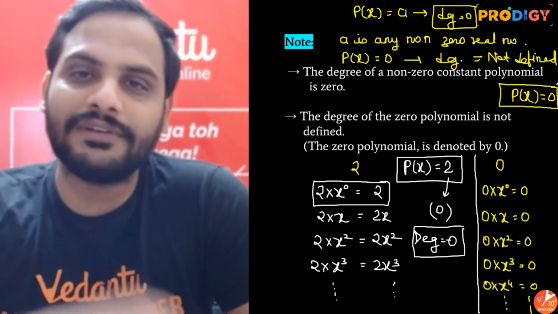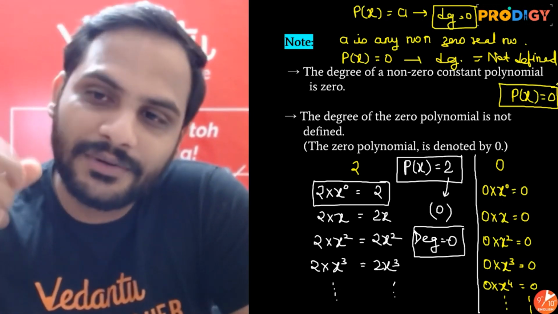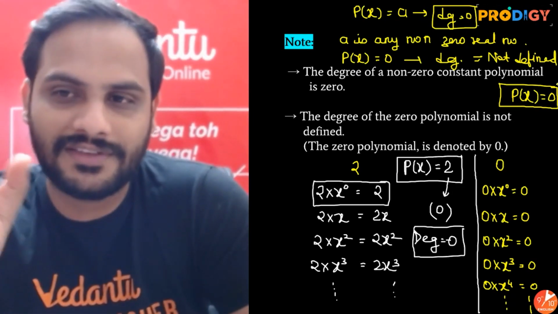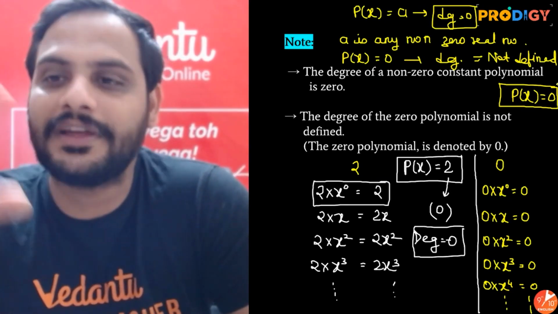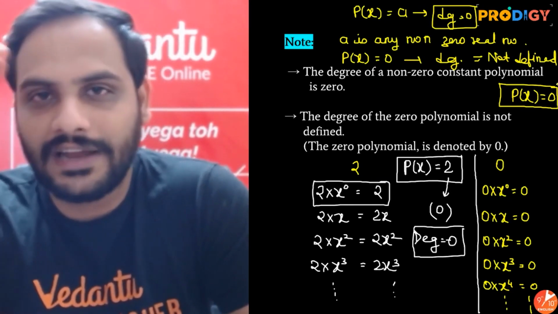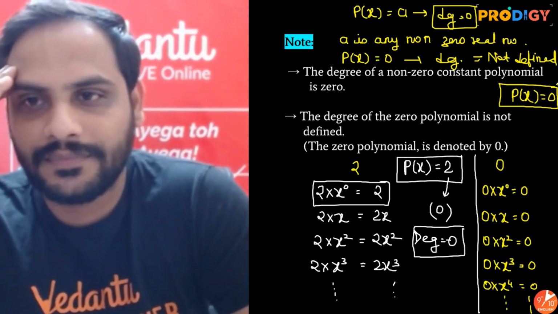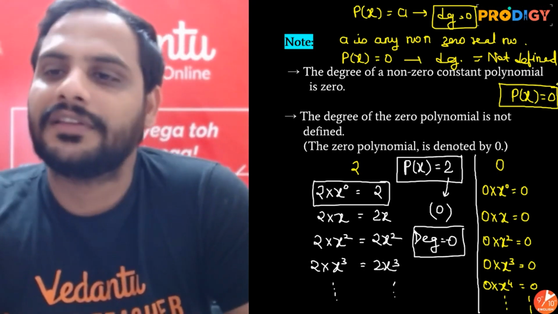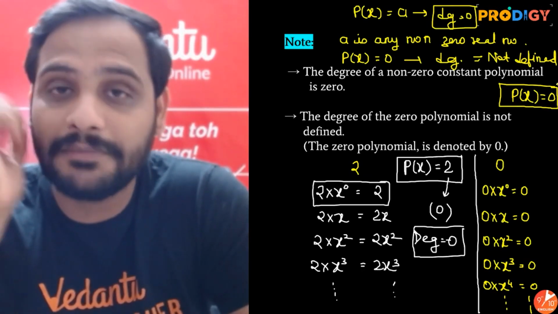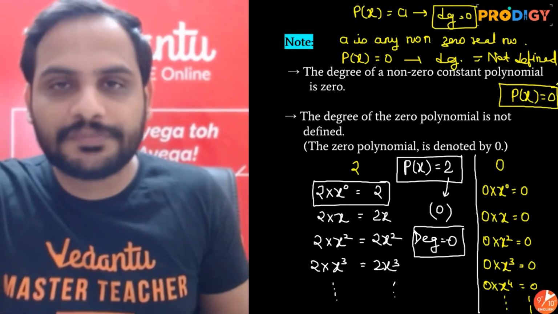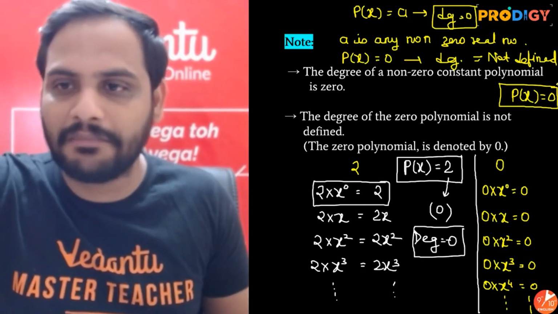Then one more of you will say, no sir, it is 0 into x square. Some of you will say, sir, it is 0 into x cube, then 0 into x raised to the power 4. So at the end, I know all of you are saying correct. It can be 0 into x, 0 into x square, 0 into x cube, 0 into x raised to the power 4. It can be any power. So I don't know which power of x I am multiplying here.